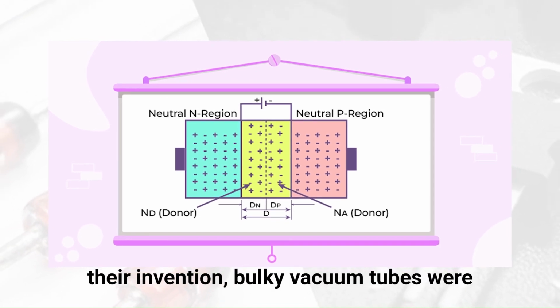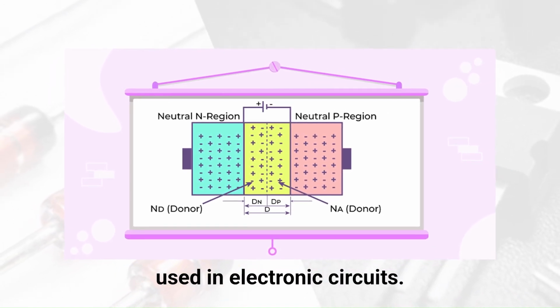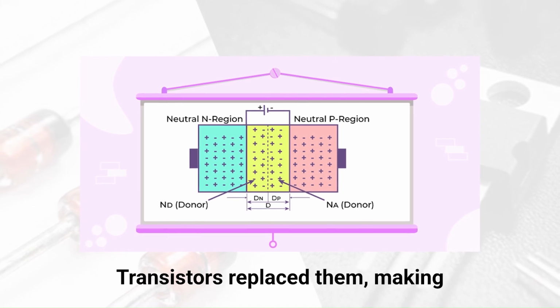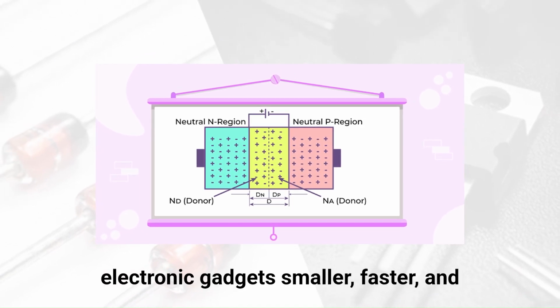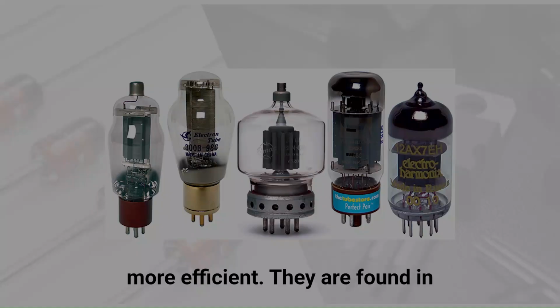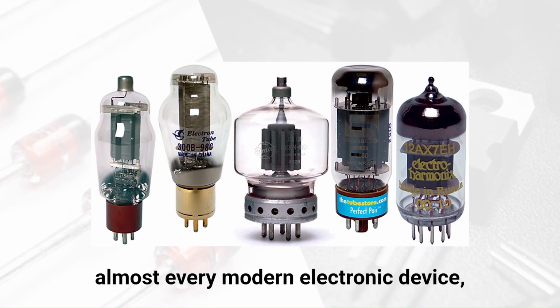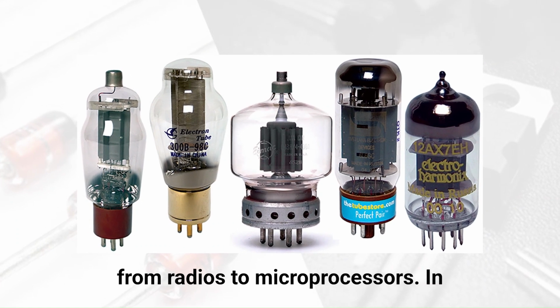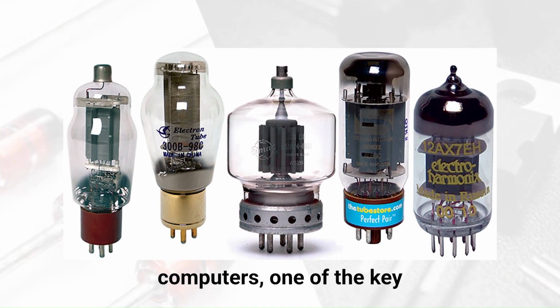Before their invention, bulky vacuum tubes were used in electronic circuits. Transistors replaced them, making electronic gadgets smaller, faster, and more efficient. They are found in almost every modern electronic device, from radios to microprocessors in computers.